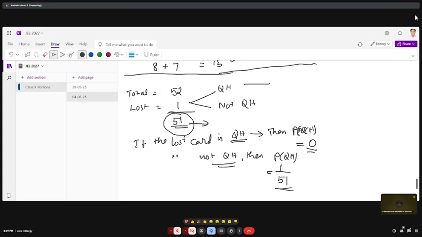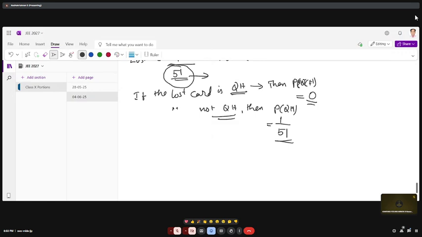The lost card is a black card. Okay, the lost card is a black card means what? Is it a Queen of Hearts? The lost card is a black card means, Queen of Hearts is a red card, right? So that means the lost card is not Queen of Hearts. So therefore the probability is 1 by 51. Santosh has already done it. Very good, Santosh. So the answer is 1 by 51.